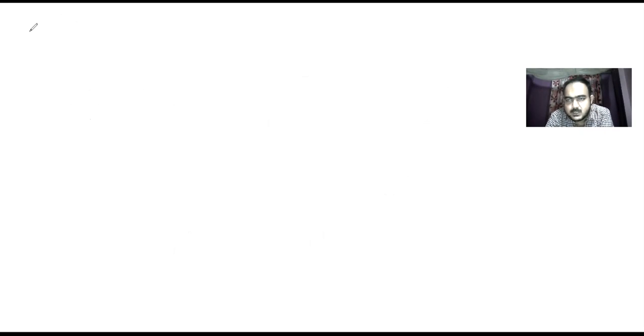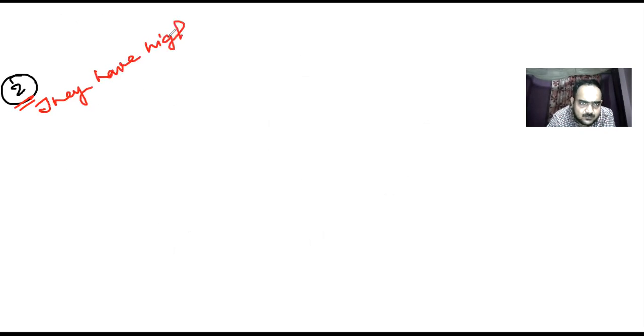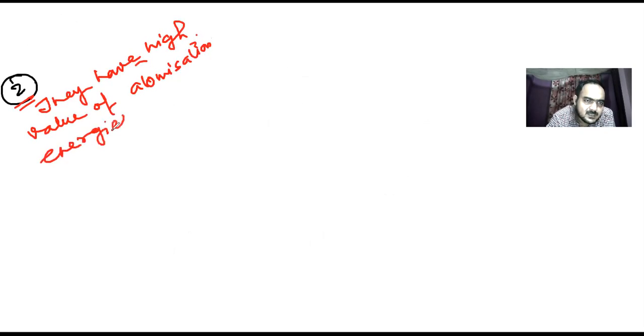Again, the first point is over. They can show variable oxidation number. The second point is that they have high values of atomization energies. Why? There is also a very good reason here. You should know the reason and remember the reason. Remember, it's actually very easy.